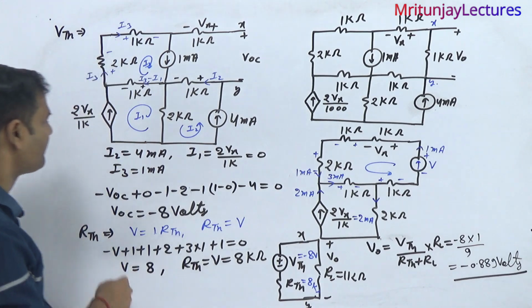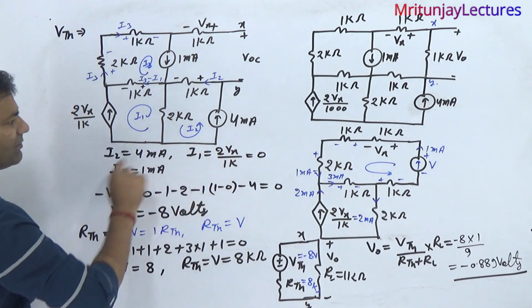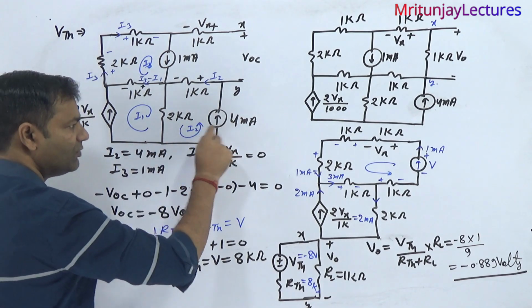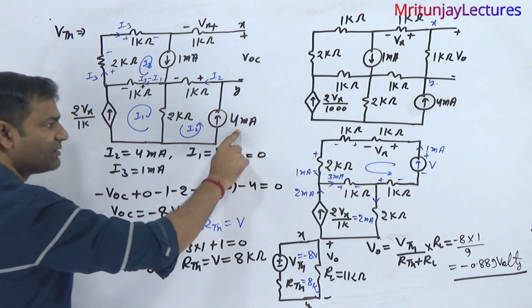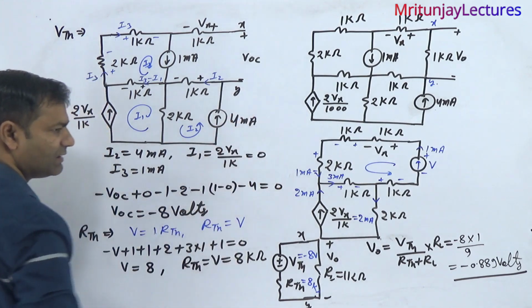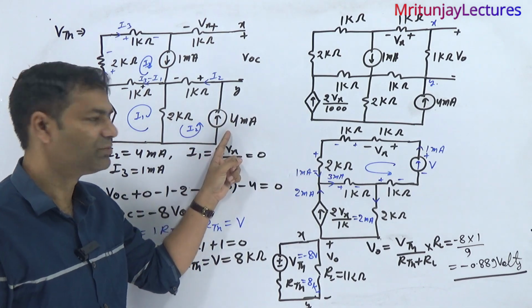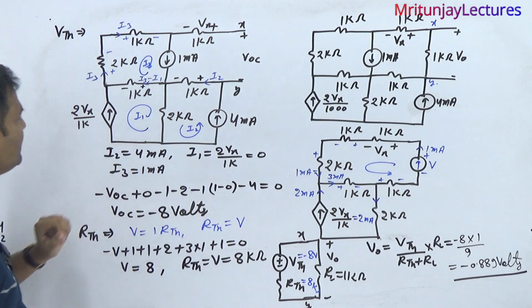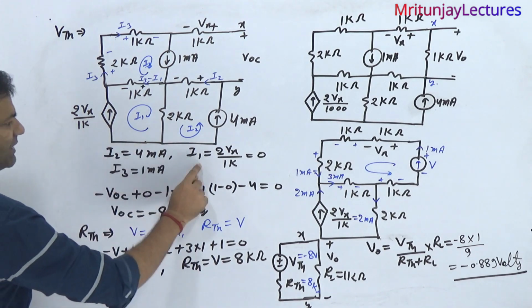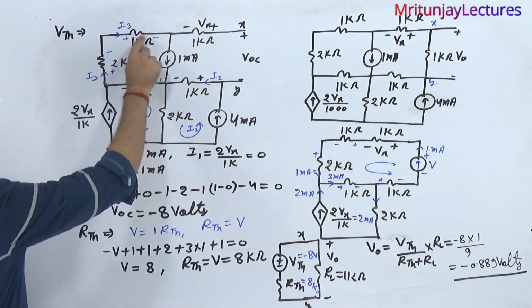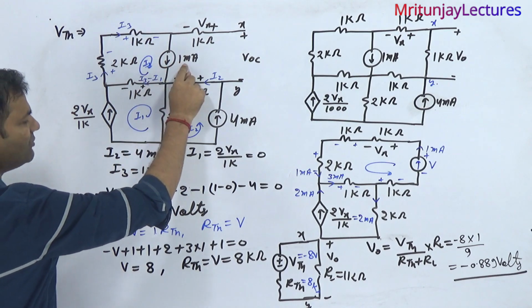So loop current I2 is 4 milliampere because of this current source, this loop current is going on. There is no other branch here, so this loop current is equal to the branch current, that's why 4 milliampere. Similarly, I3 is also 1 milliampere.